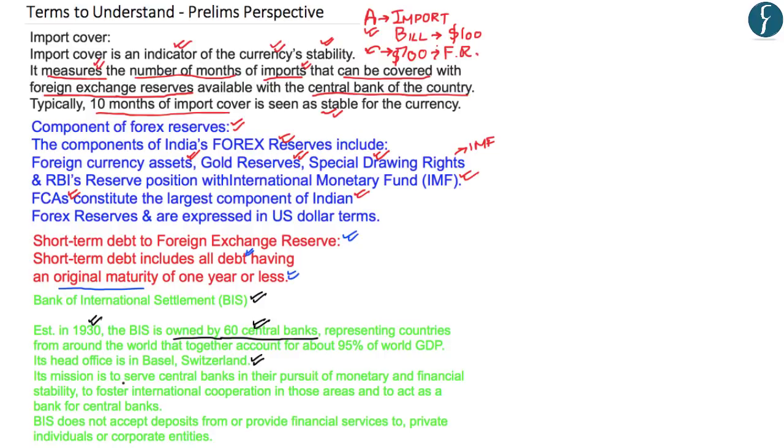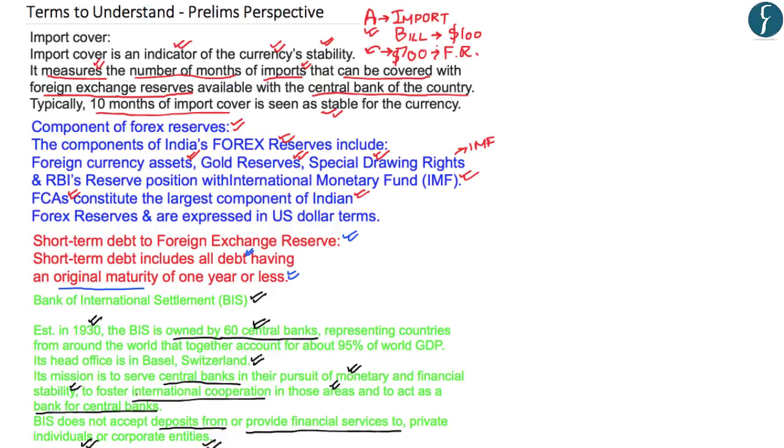Now, the main mission of the Bank of International Settlement is to serve central banks across the world in their pursuit of monetary and financial stability, to foster international cooperation in the field of monetary and financial stability, and to act as a bank of the central banks. Now, you should also understand this unique feature wherein the Bank of International Settlement does not accept deposits and also does not provide any form of financial services to private individuals or corporate entities.